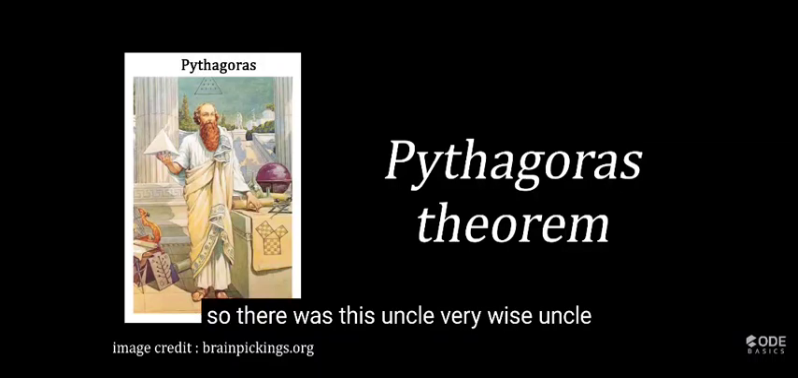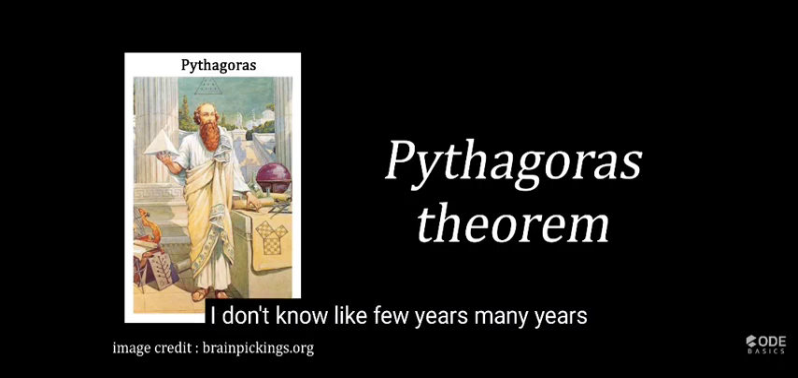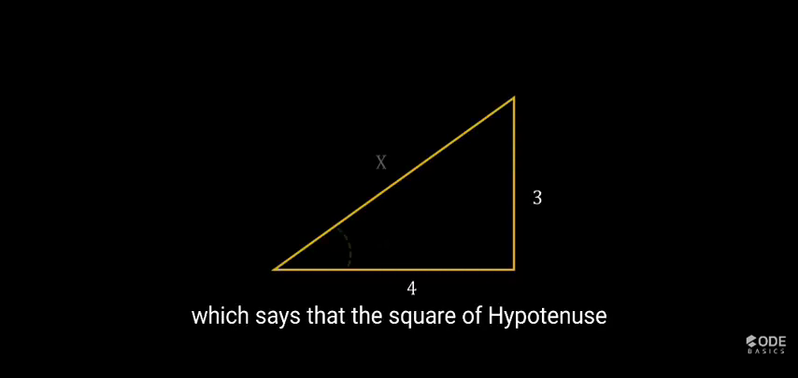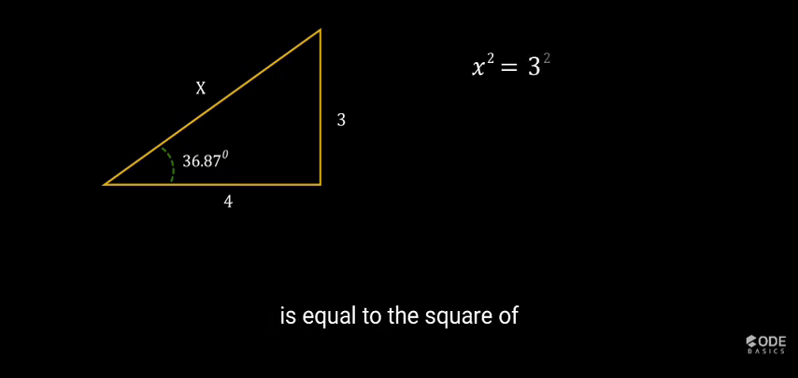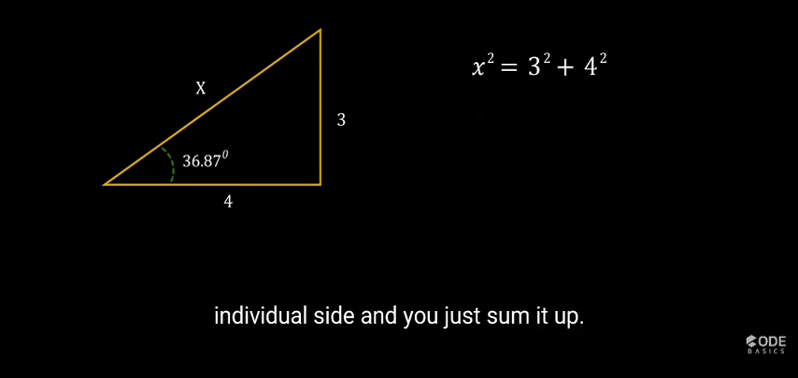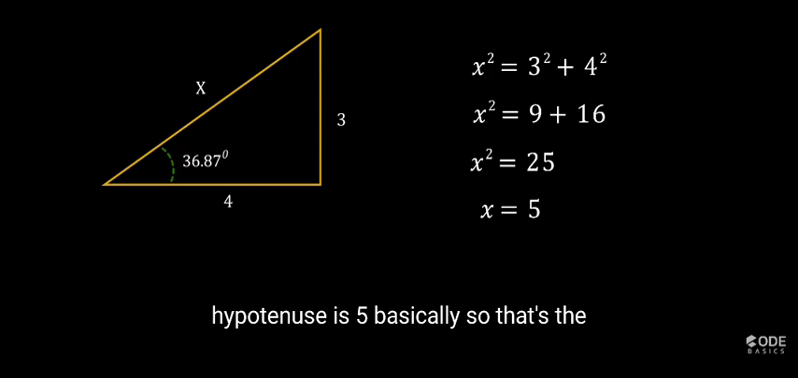So there was this very wise uncle called Pythagoras. He existed many years back. He invented this Pythagoras theorem, which says that the square of the hypotenuse is equal to the sum of the squares of the individual sides. So here the sum of the squares of the individual sides is 25 and the hypotenuse is 5 basically. So that's the Pythagoras theorem, very basic. You probably know about this already.